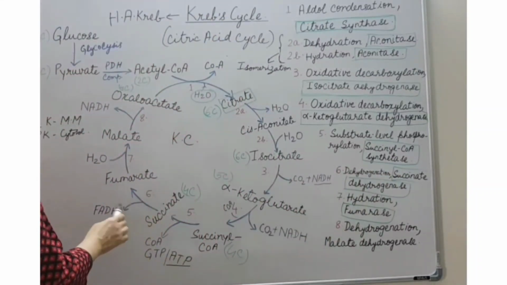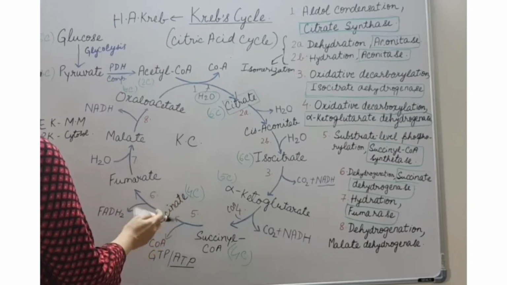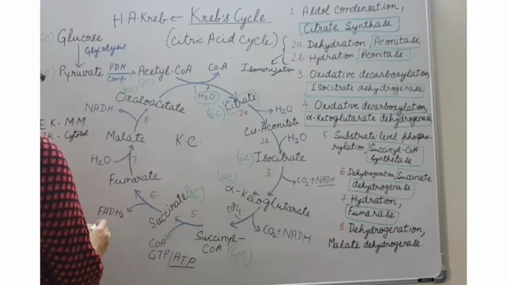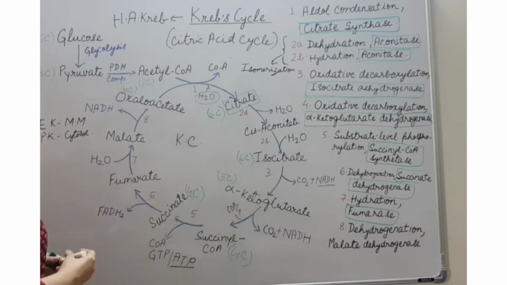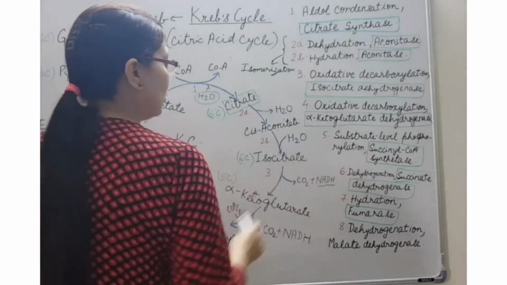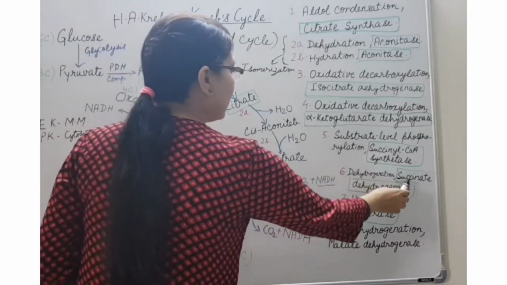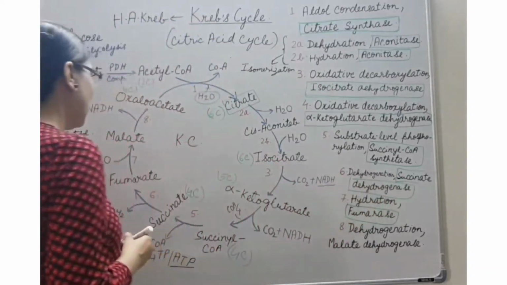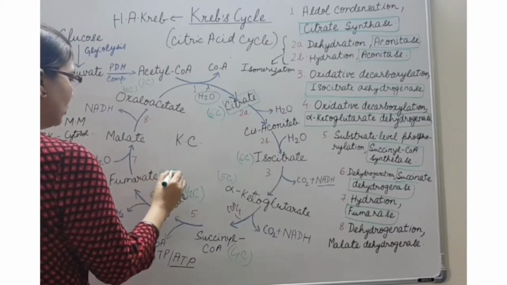In the next step, FAD removes 2 hydrogen atoms from succinate and it forms FADH2. So succinate is oxidized and FAD is reduced. This is known as dehydrogenation, that is the removal of hydrogen atoms. And the enzyme is succinate dehydrogenase. This gives fumarate. This is a 4-carbon compound.